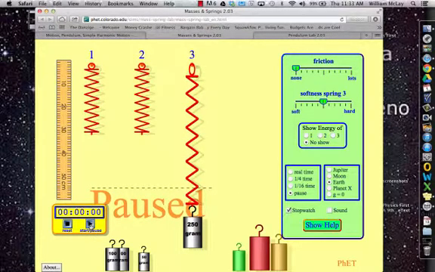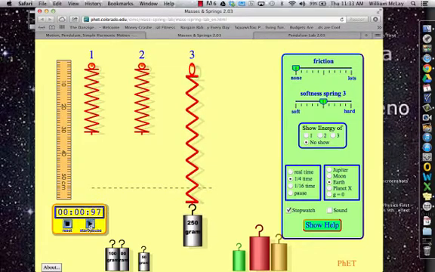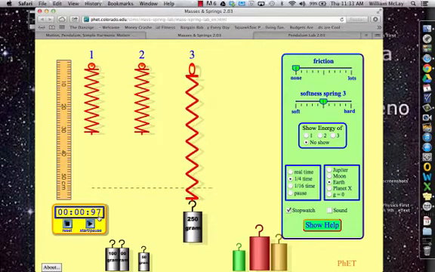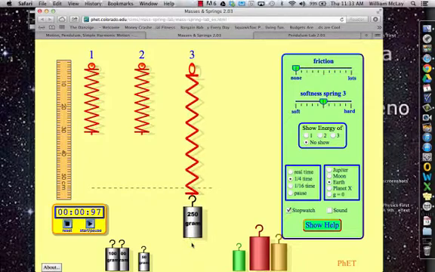Well, I've got a stopwatch here. Right now we notice we've got 250 grams hanging on here. So if we let it go, we can see it took about 0.97 seconds, almost a full second, for it to go up and down once. That's its period.